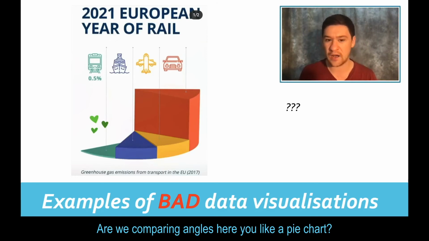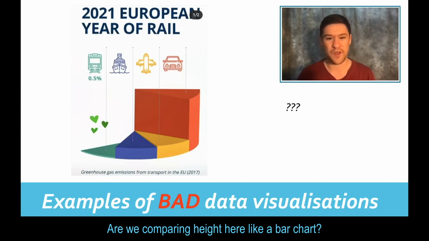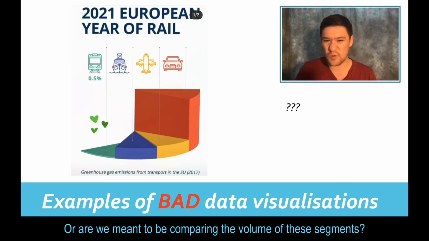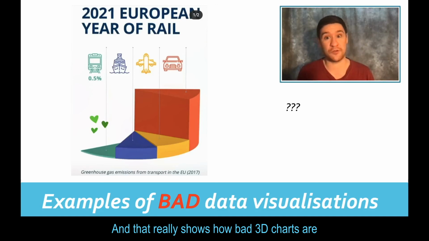Are we comparing angles here, like a pie chart? Are we comparing height here, like a bar chart? Or are we meant to be comparing the volume of these sort of segments? And that really shows how bad 3D charts are.